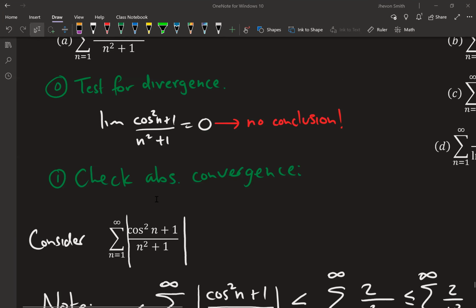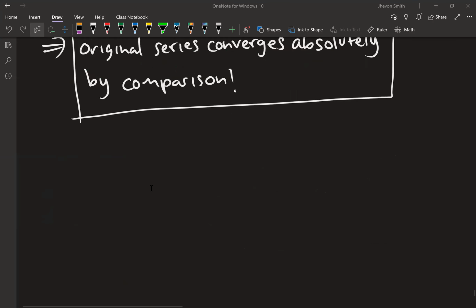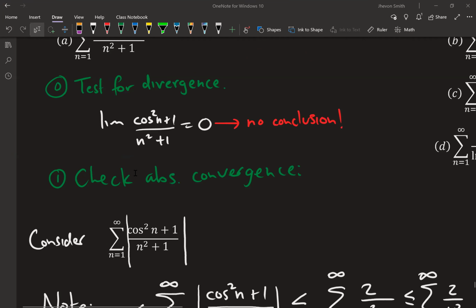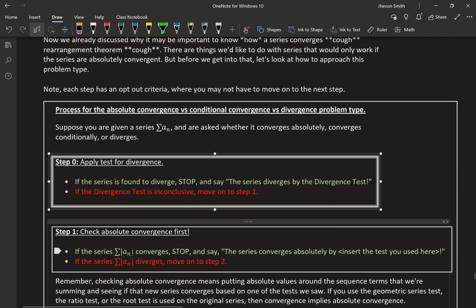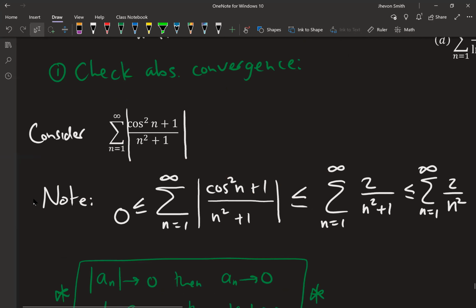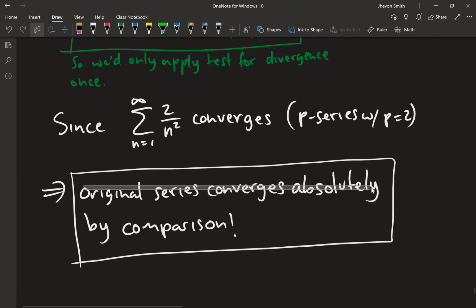Now notice, because absolute convergence works out, I do not move to a step 2. The problem stops here, right? So I stopped at this green line right here. If the series with absolute values converges, stop and conclude the series converges absolutely by this test. And so that's what I did. I stopped and I said the series converges absolutely by this test. So there was no need to go to a step 2. Absolute convergence is better than conditional convergence. I don't need to check conditional convergence. I will automatically have it.